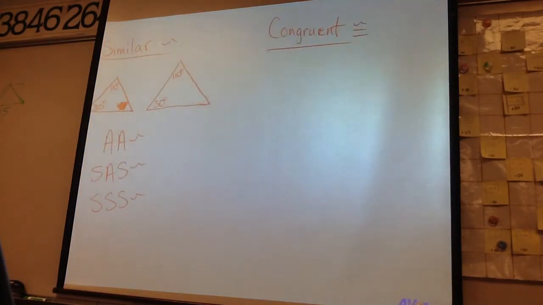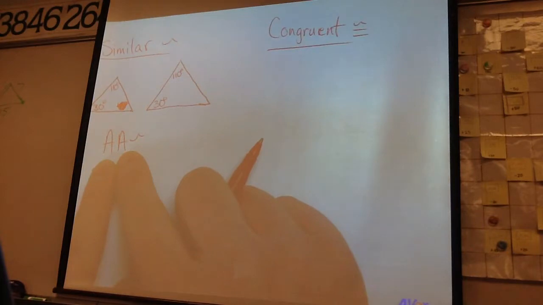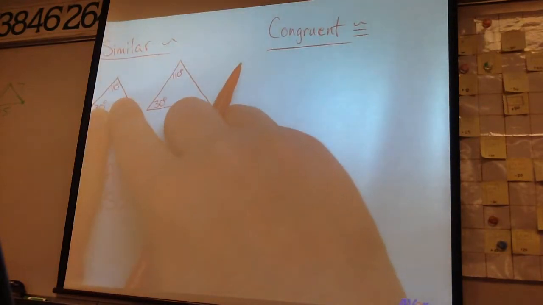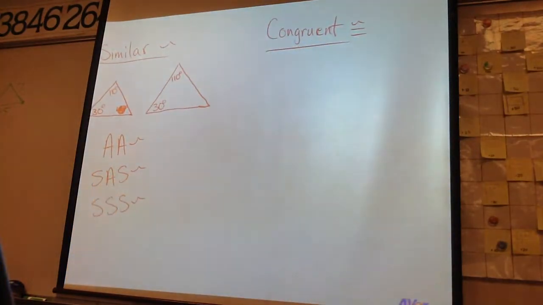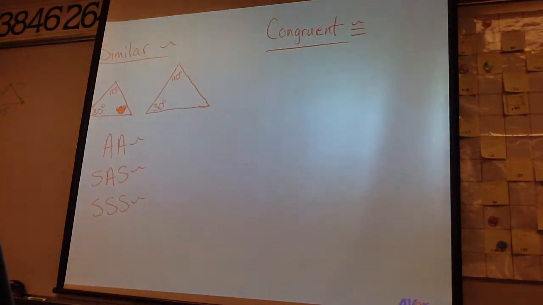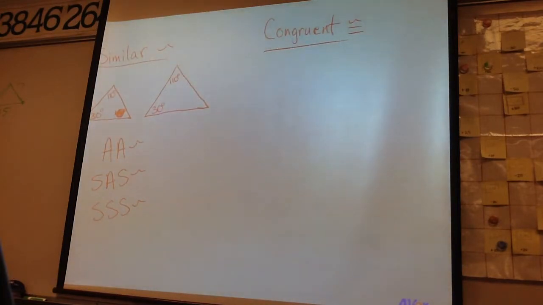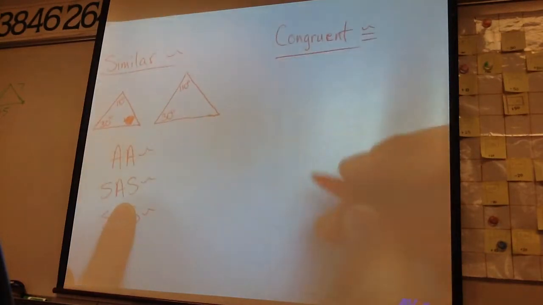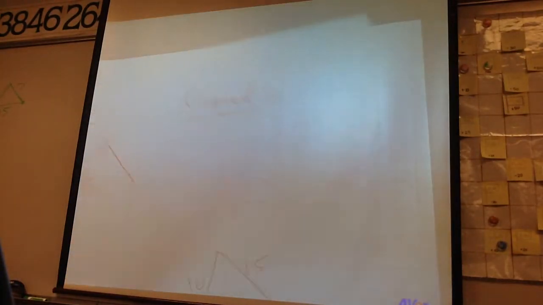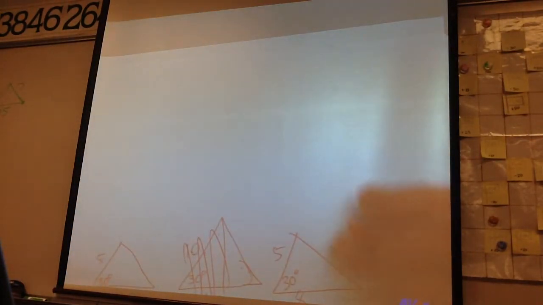Congruence, you do the same thing. Angle, angle doesn't work though, because if I just know two angles are the same, I don't know anything about the sides. Congruent has to be same angles and exactly the same sides. It's the exact same shape. So angle, angle doesn't work. Side angle side works. I don't really have time to explain why all these work.